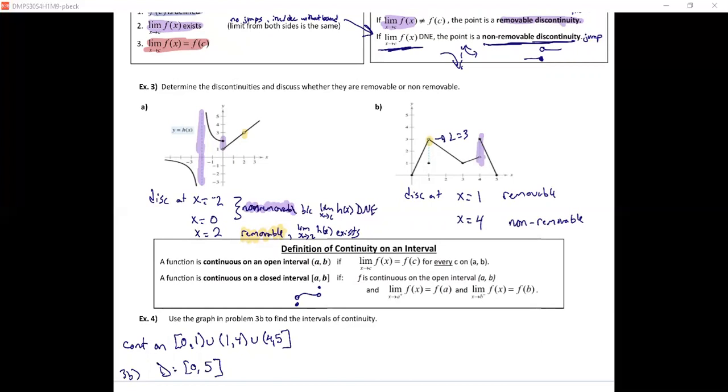So when it comes to the definition of continuity, to have continuity on the open interval, the limit has to exist everywhere, or really.